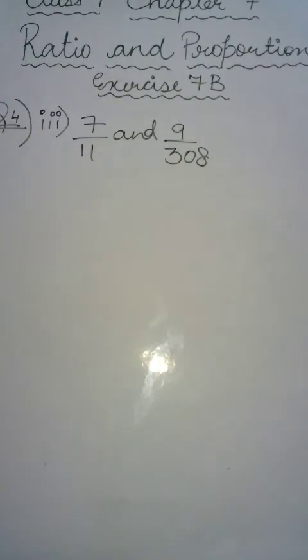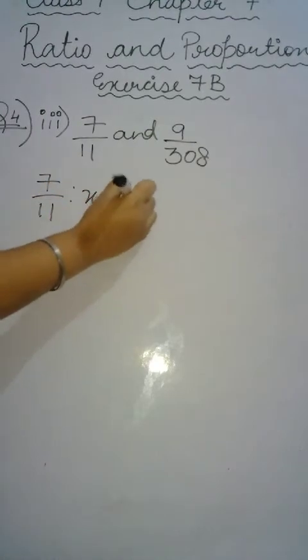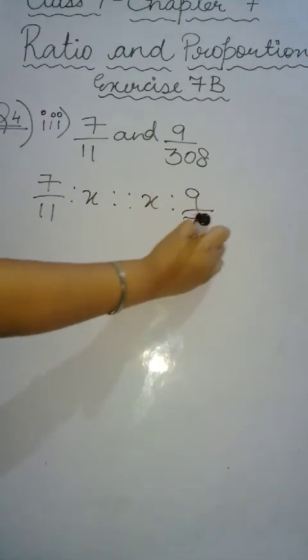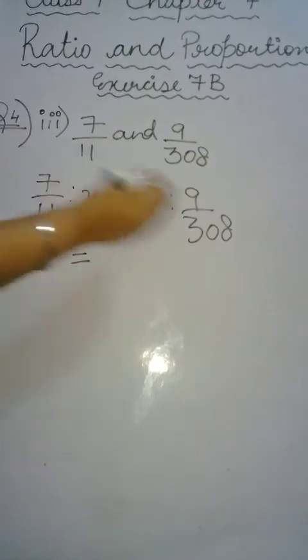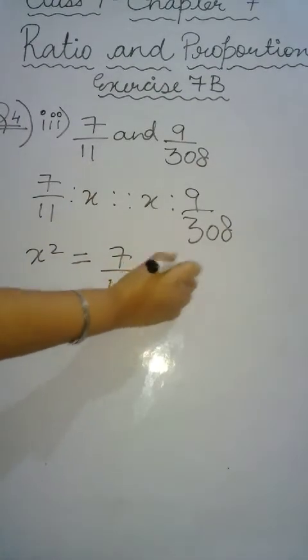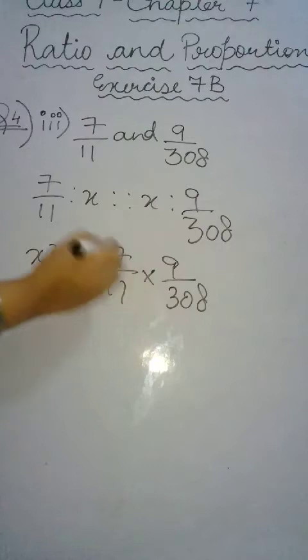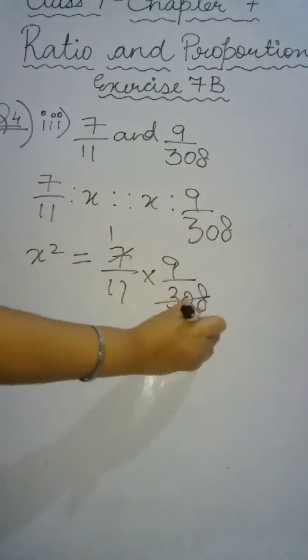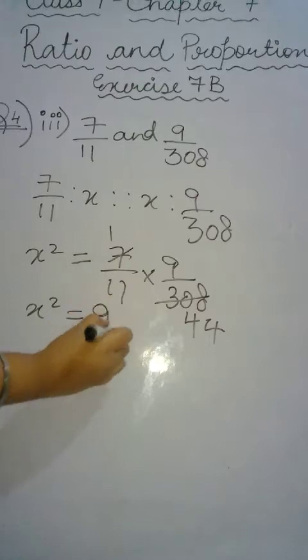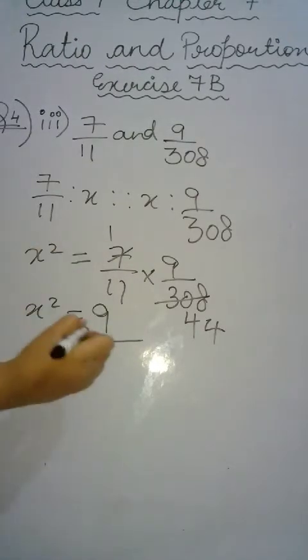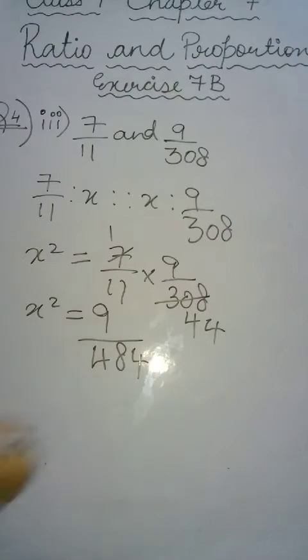Now what do you have to do when numbers are given to you in fractional form? Again, you have to find out the mean proportion. This is A. 7 upon 11 is to x, x is to 9 upon 308. Now x and x will give you x square. And what is over here? 7 upon 11 multiplied by 9 upon 308. This will get cancelled. 7 ones are 7, 7 fours are 28, 7 fours are 28. Now when you multiply 44 and 11, 9 ones are 9. 44 multiplied by 11 will give you 484. Now this is x square.